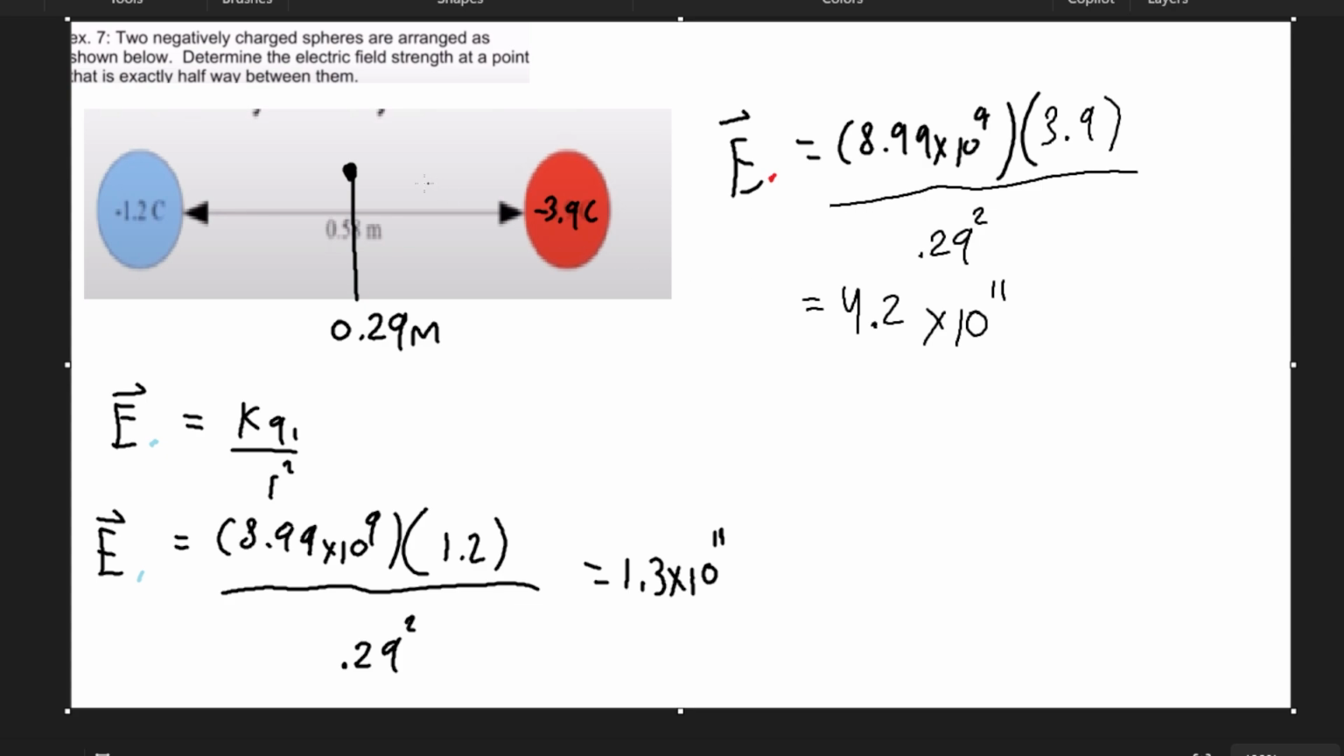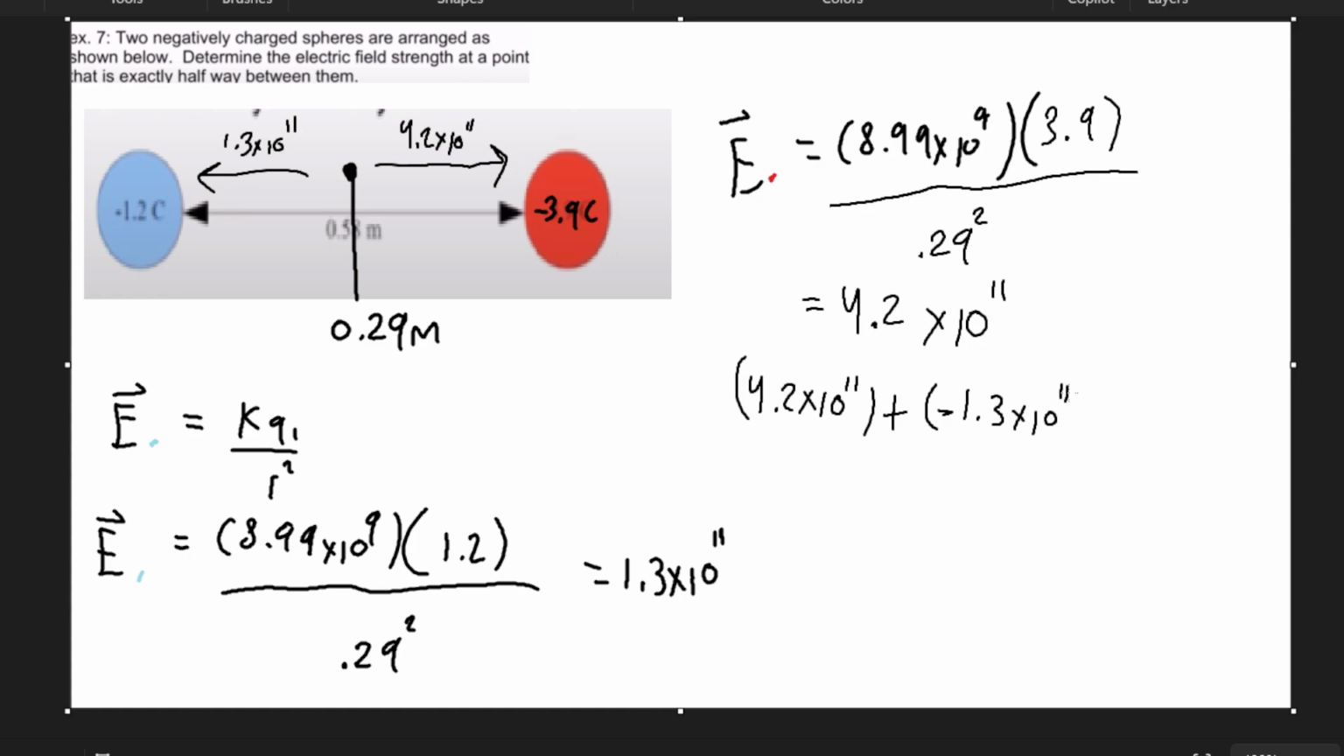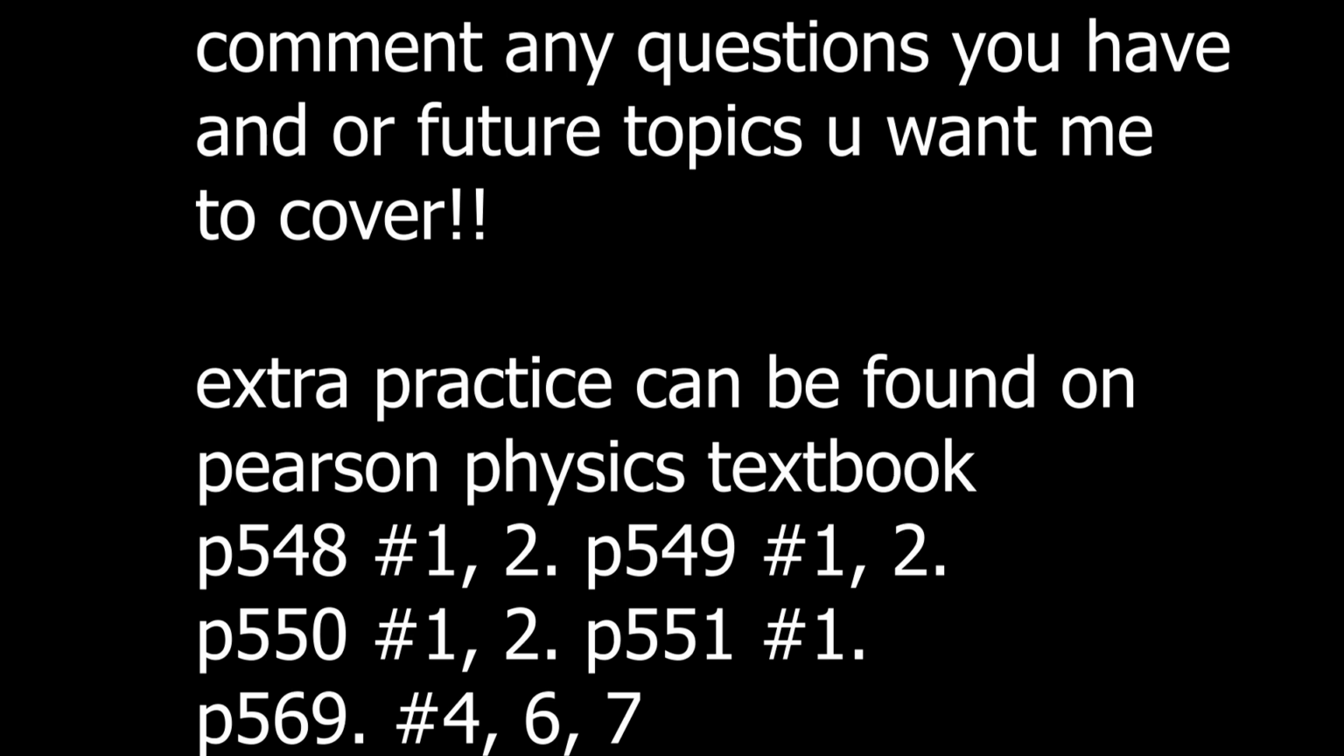Okay, so now we know the one going here is 4.2 times 10 to the 11. The one attracted here is 1.3 times 10 to the 11. So let's just define the left direction as negative. So 4.2 times 10 to the 11 plus minus 1.3 times 10 to the 11, which gives us 2.9 times 10 to the 11 newtons per coulomb to the right, since this charge is stronger.